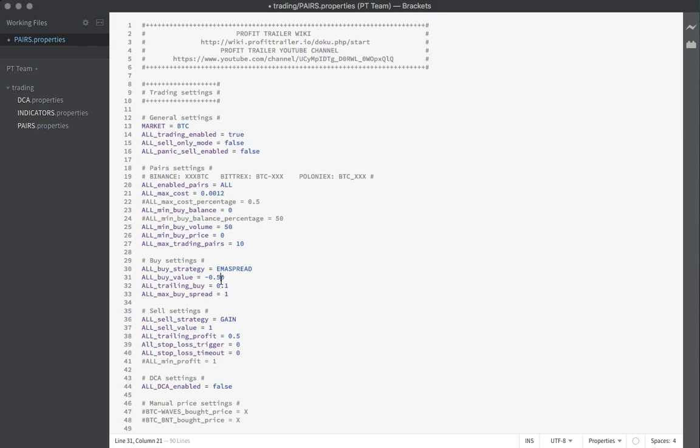All buy value is also dependent on what buy strategy you're using. It's going to be a different type of value for each one, but this is the threshold at which the bot is going to try and buy.